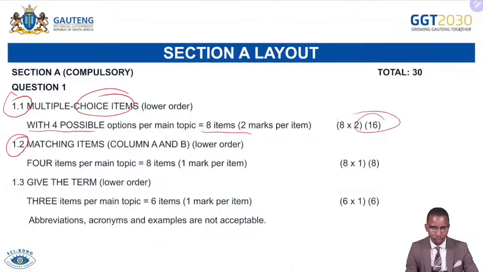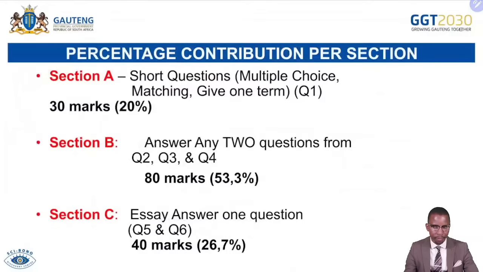Matching items is 1.2. It's a lower order also. I will give you training on how to answer that part of the question. And then 1.3, you are given the term, it is lower order also. So in there, you are given the definitions or descriptions, you give the term. All in all, you get your 30 marks, which is very important for you to boost your confidence and ensure that you get the marks that you think you deserve.